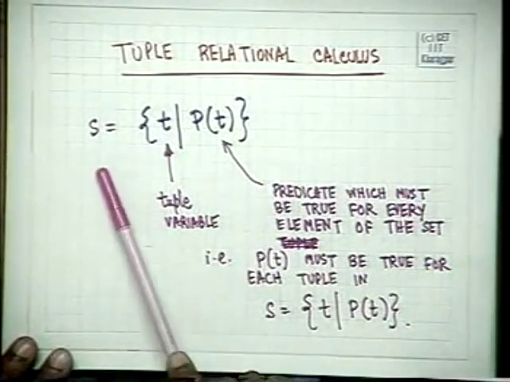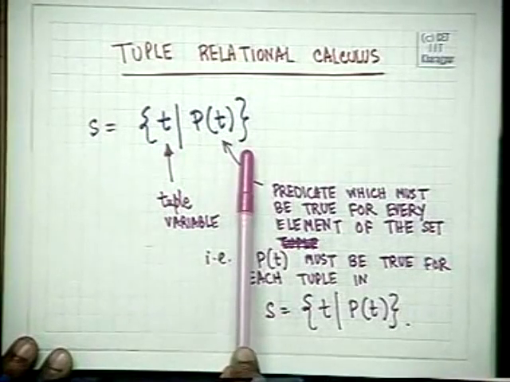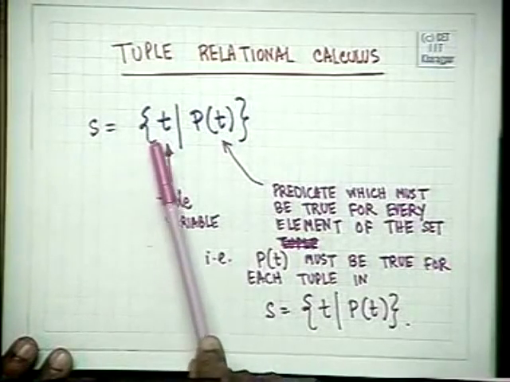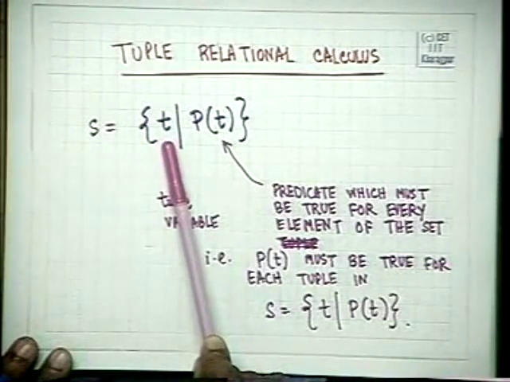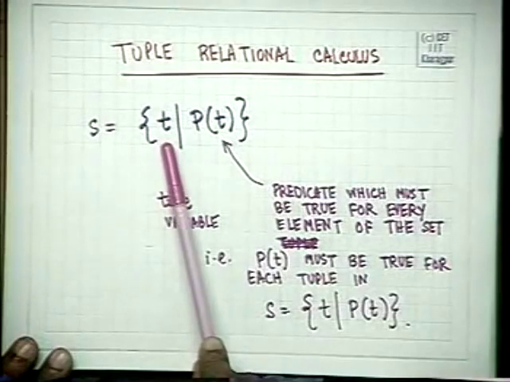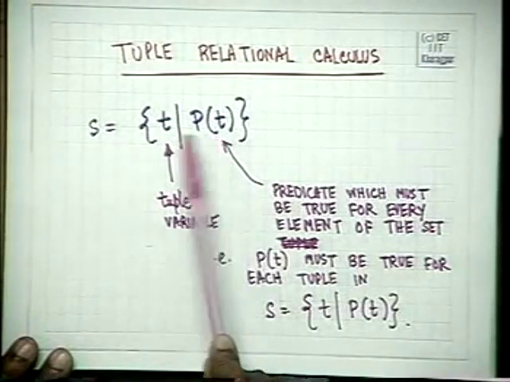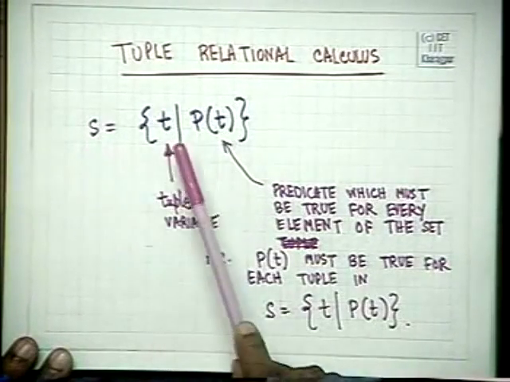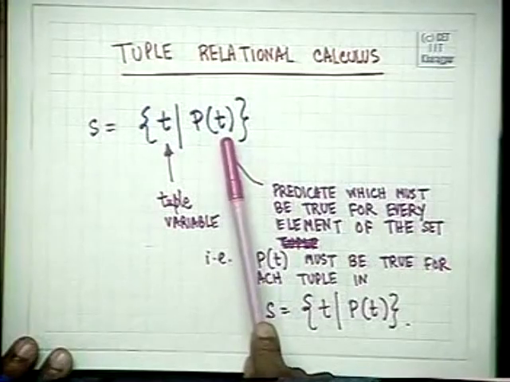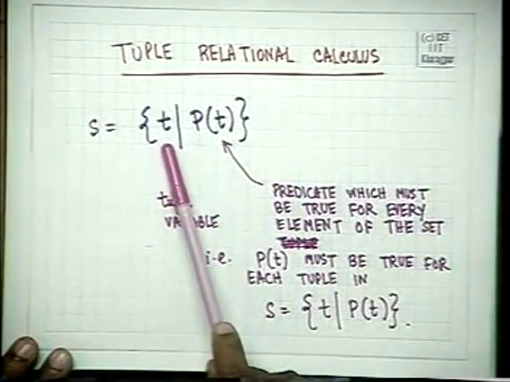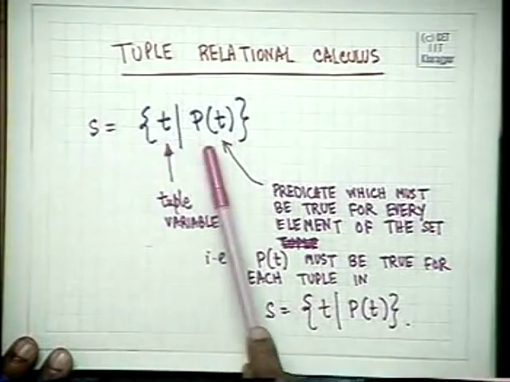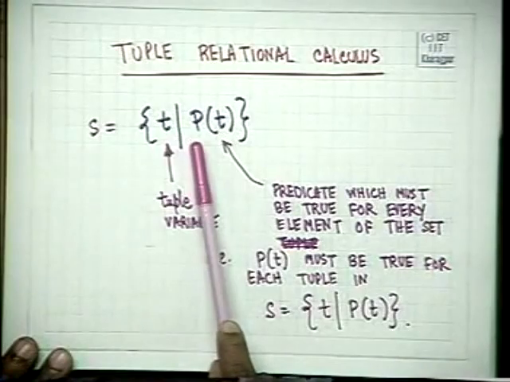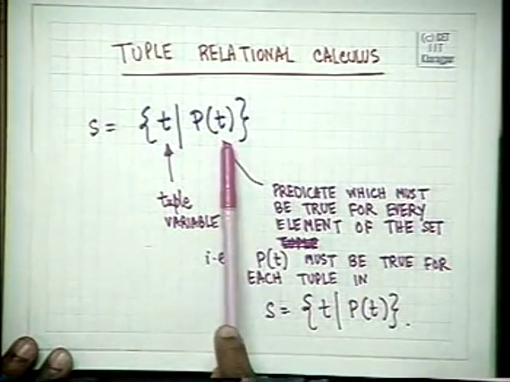The idea is like this: using tuple relational calculus, and this is true for even domain relational calculus, we define a set of tuples using a predicate P of t. Let that set which we define, which is a relation, be S. Then the function which this predicate performs is this: for every tuple which must exist in this set, P of t must be true.